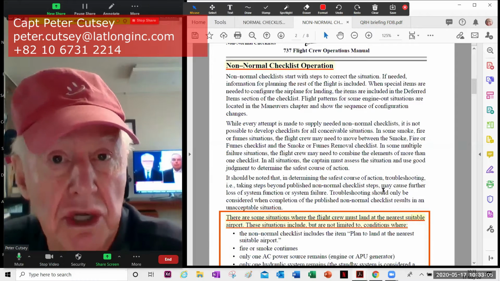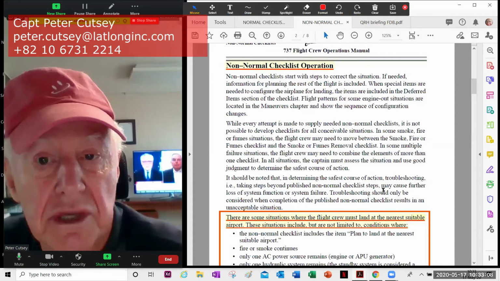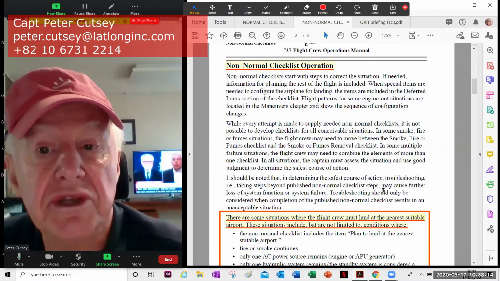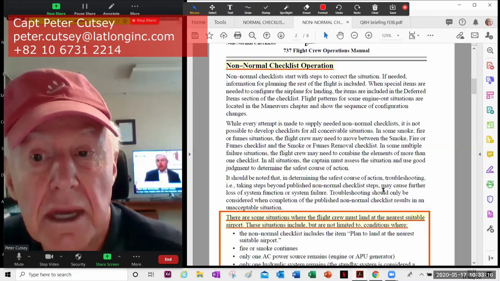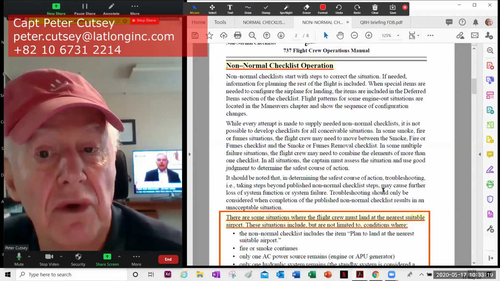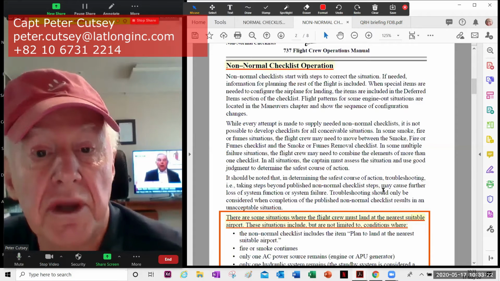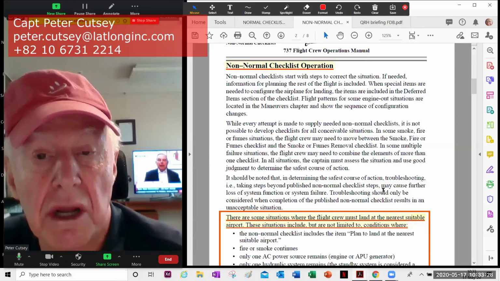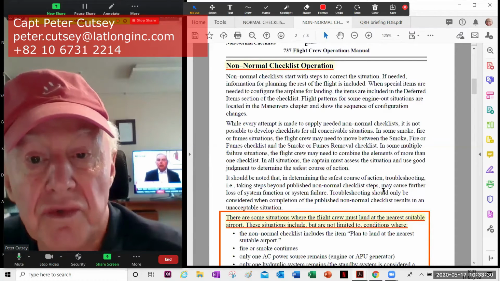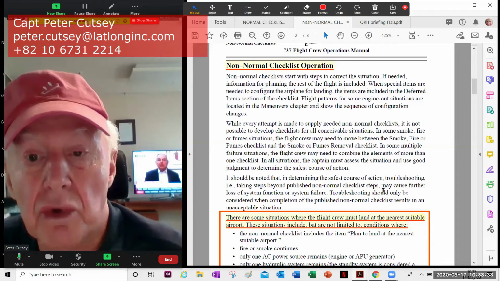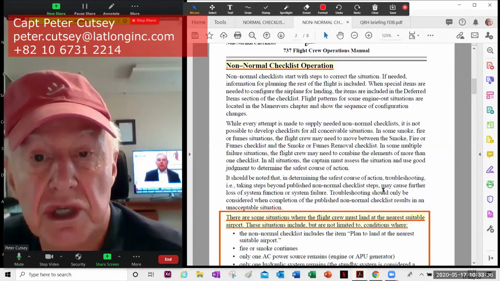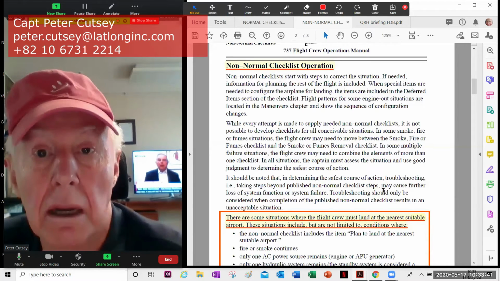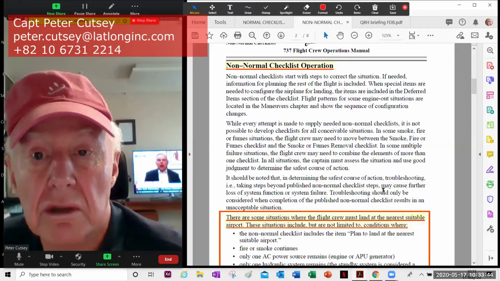Non-normal checklist operation. Non-normal checklists start with steps to correct the situation. Needed information for planning the rest of the flight is included. When special items are needed to configure the airplane for landing, the items are included in the deferred items section of the checklist. Flight patterns for some engine out situations are located in the maneuvers chapter and show the sequence of configuration changes. That is, how do you actually fly the airplane before you do the checklist?